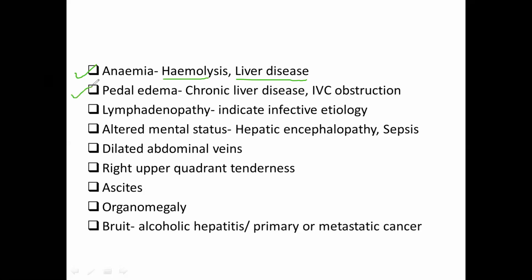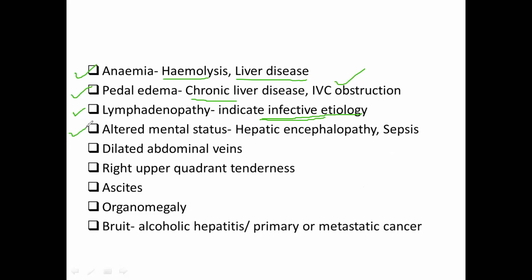Then next is pedal edema. If the patient has jaundice associated with pedal edema, it will indicate chronic liver disease and inferior vena cava obstruction. Then if the patient has jaundice associated with lymphadenopathy, that means lymph node swelling, it is indicative of infection. So that means some kind of infection is there, and because of this infection, there may be some hepatocellular dysfunction, and because of hepatocellular dysfunction, the patient has jaundice.